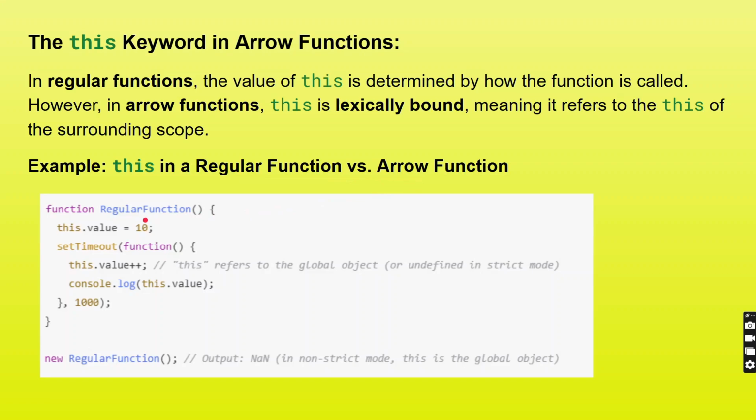See, in a regular function, we have this dot value initialized with 10. In the set mode function, we have this dot value plus plus. This refers to the global object, or undefined in strict mode. This is the global object because it is initialized here. And console.log this dot value, and we set it with 1 millisecond. When we call it, the output is NaN. In non-strict mode, this is the global object.